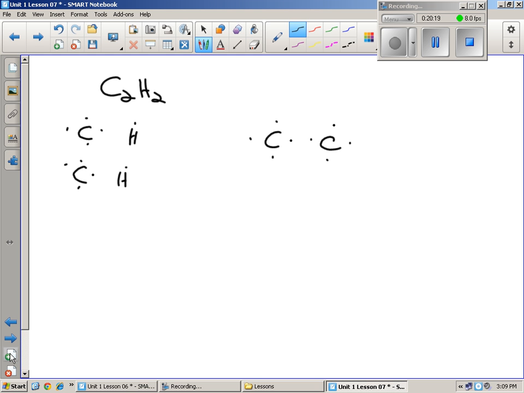We need two hydrogens. And once again, it ultimately doesn't matter where you put them. You can put them both on the top if you want. You can put them both on the bottom. You could put one on the top and one on the bottom. You could put one on the left and the right. That's the one I like, and that's the one I'll do, because I like to keep things symmetrical if possible. So I'm going to put one here and one here.